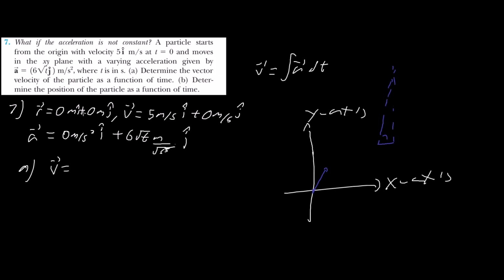And it moves in the xy plane with a varying acceleration given by the equation a, and a is just going to be this vector: 0 meters per second squared in the i hat direction plus 6 root t meters per second squared in the j hat direction. Okay, so there we go. 5 meters per second in the i hat direction is always going to be the velocity.